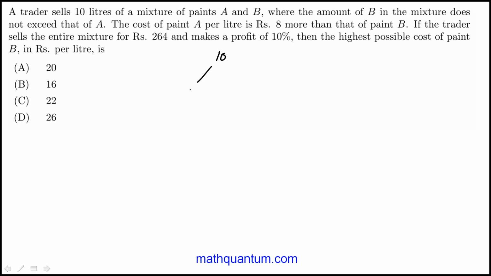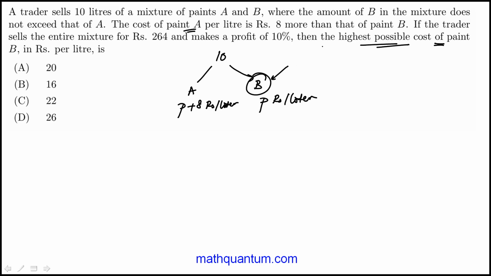So here we have this 10-liter mixture with 2 paints A and B. The cost of paint A is 8 more than that of paint B, so I'll call this P rupees per liter, and this would be P plus 8. The reason I'm defining it for B is because that's what we're trying to maximize for this paint B, the max value of P.